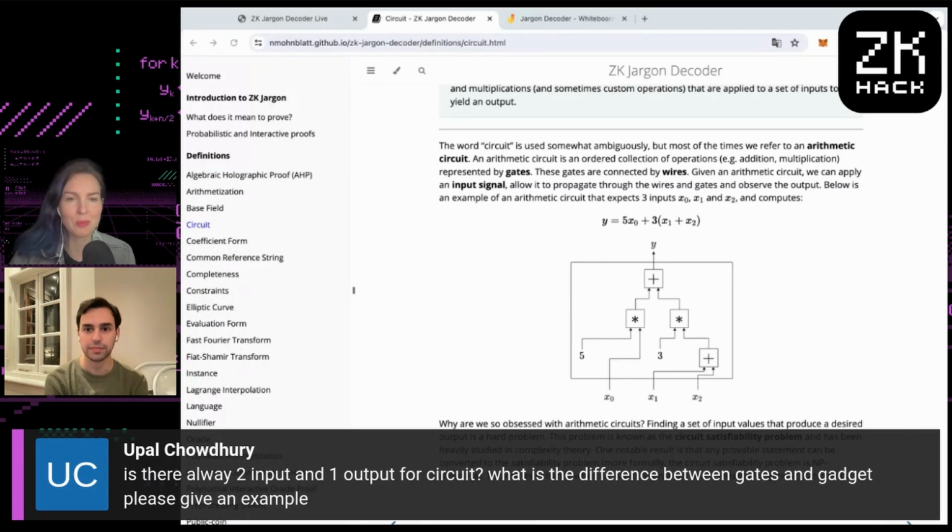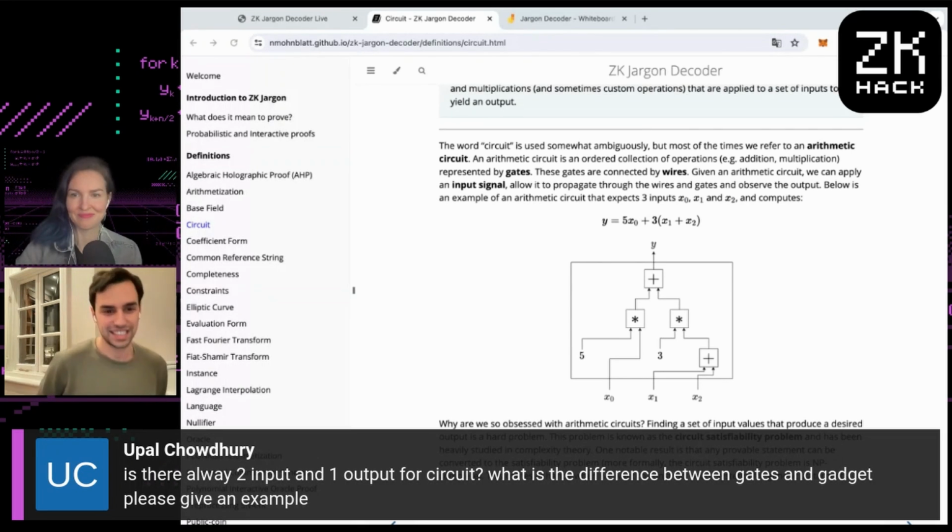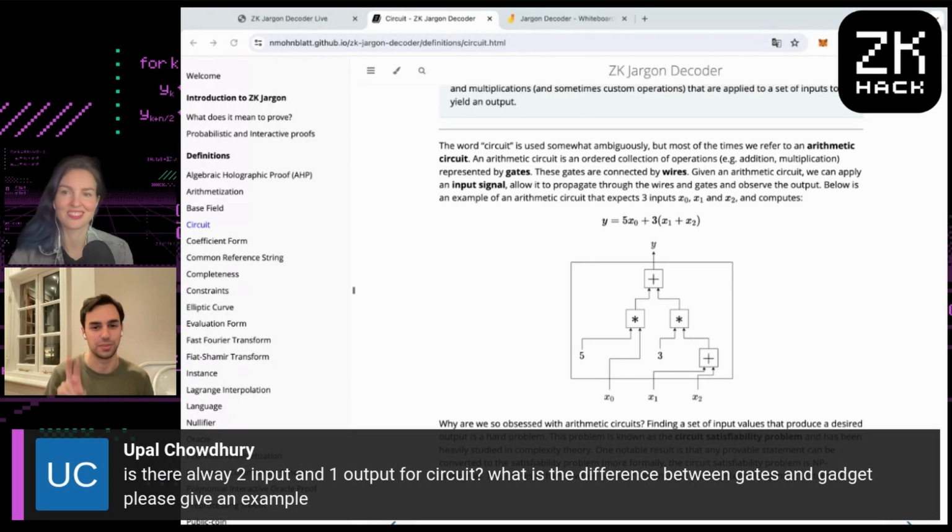Is there always two inputs and one output for circuits? Yeah. What is the difference between gates and gadgets? So is there always two inputs and one output? No. You can have as many inputs as you want and as many outputs as you want. And here I've drawn, what we call these fan-in 2, fan-out 1 gates. So fan-in 2 means two inputs, fan-out 1, one output. But you can have whatever you like.